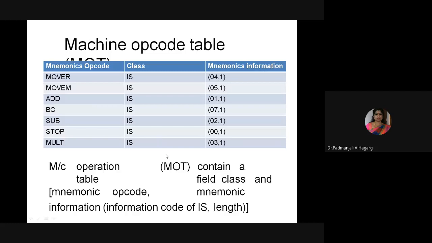How is the machine code table? The machine code table segregates all the imperative statements and evaluates their mnemonic informations. So the machine operation table contains a field of class, that is the mnemonic information and its class, with the length. Mnemonic code of the imperative statement and its length.